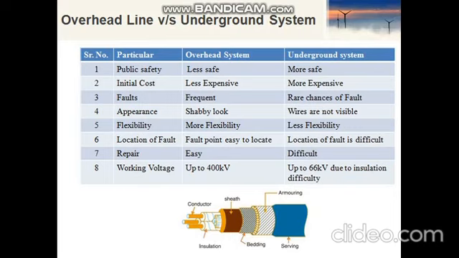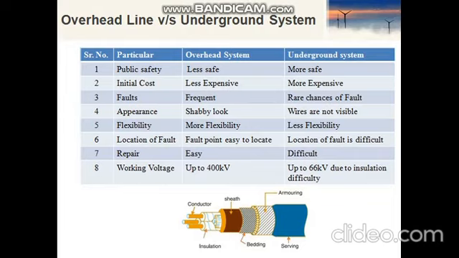So obviously, as I said previously, the overhead system will give a shabby look in our photographs also. But in the underground system wire is not visible. The overhead system is very flexible. You can change the cable once you are designing, but underground it is not flexible. You can easily identify a fault in the overhead system, but finding a fault in the underground system is quite difficult. But using a Megger you can easily identify it. Repairing is easy, but underground it is very difficult.